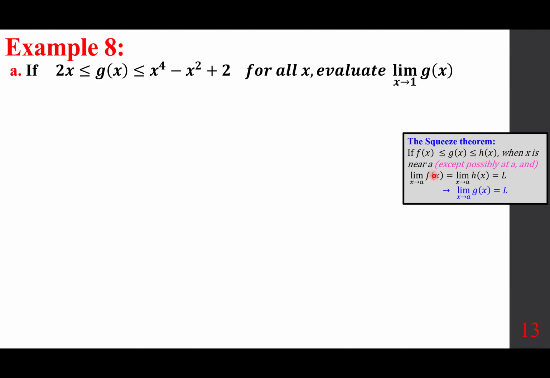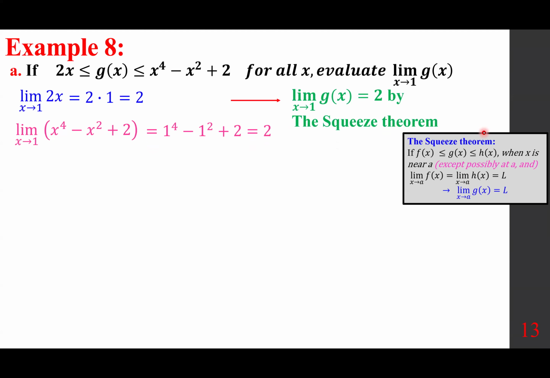When x is near a, x possibly at a, and the limit of f of x, the left side function, as x approaches a, equals the limit of h of x as x approaches a, the right side function, equals L, then the middle one has to have the same limit. So let's look at this one and this one as x approaches 1. I hope you see this is 2. We're going to do the same thing with the right side. We also get 2, and by the squeeze theorem, you have to mention why, the limit is equal to 2 by the squeeze theorem. That is extremely important.